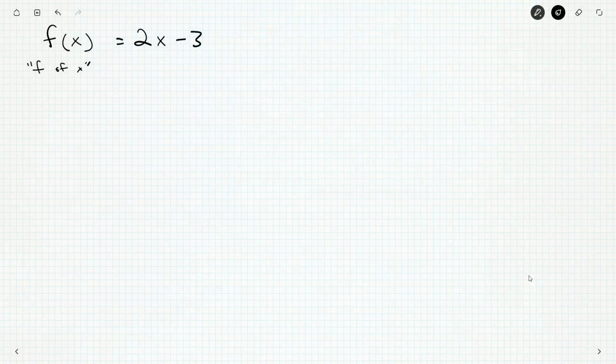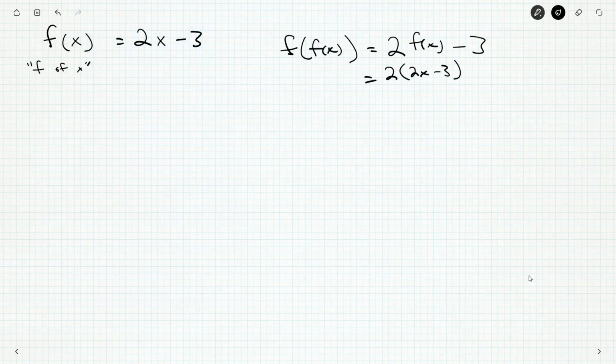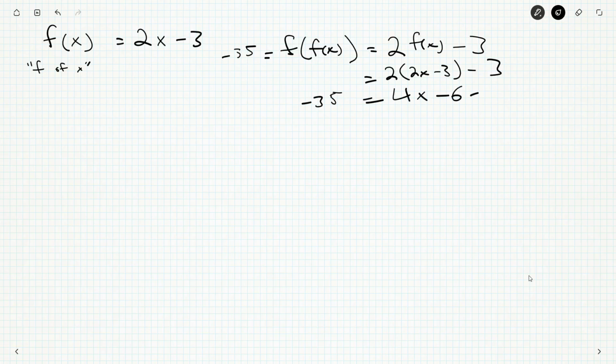So she uses the machine twice. That's f with f of x plugged into it. So that's 2 times, because f doubles the thing you put into it and then subtracts 3. Well, what's f of x? It's 2x minus 3. So 2 times 2x minus 3. And now we can expand this all out. We know that the outcome was negative 35. So negative 35 is 4x minus 6 minus 3, so 4x minus 9.